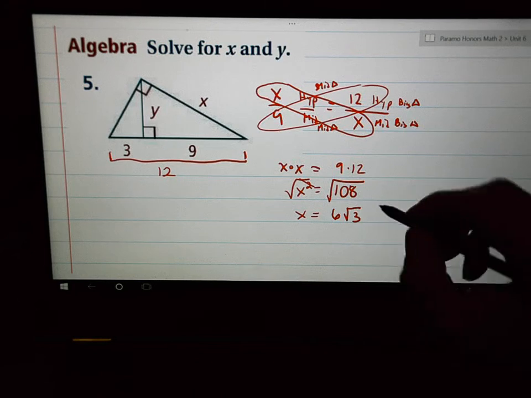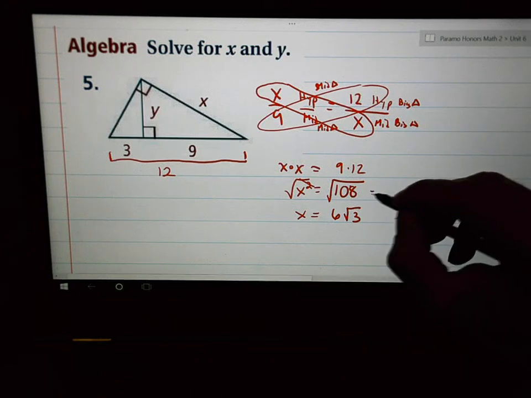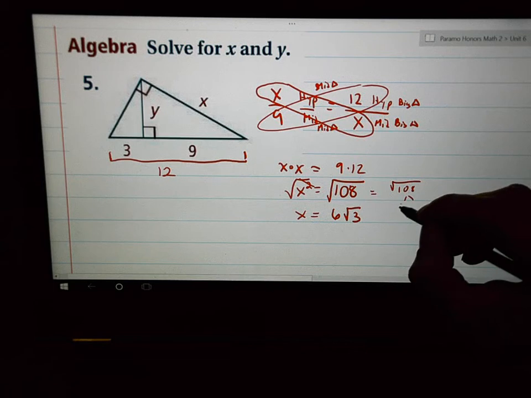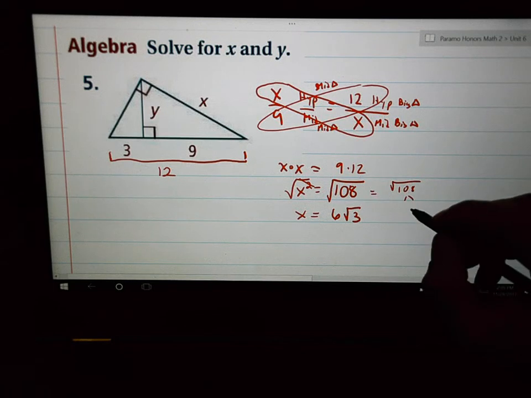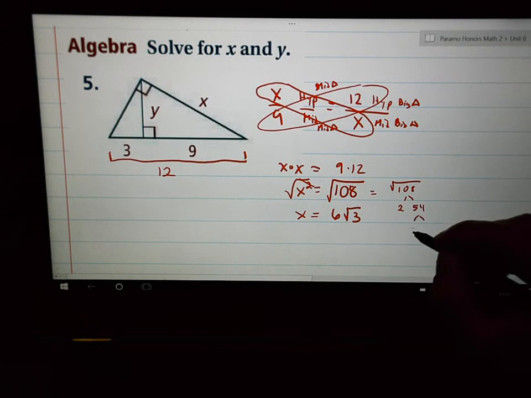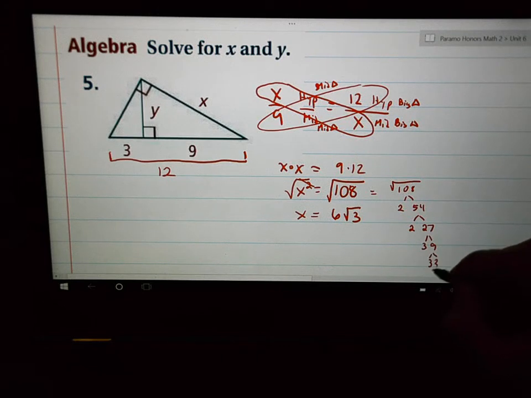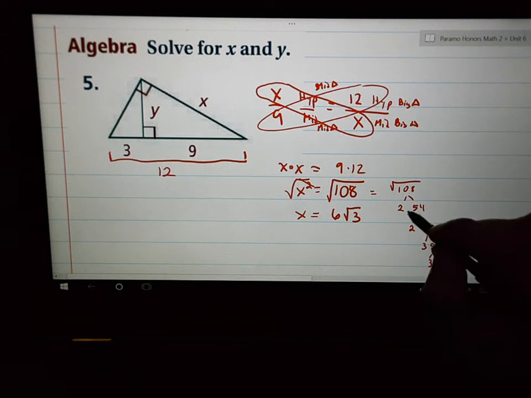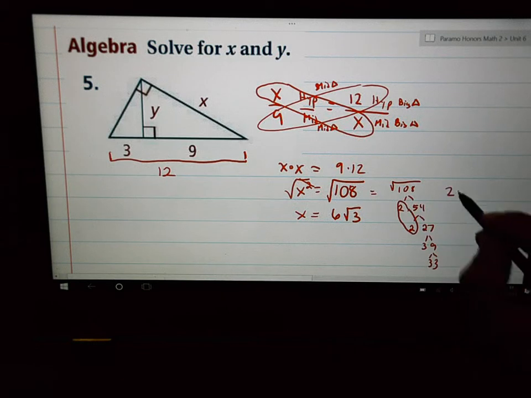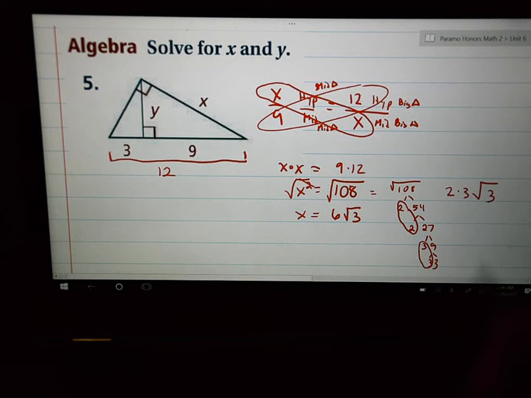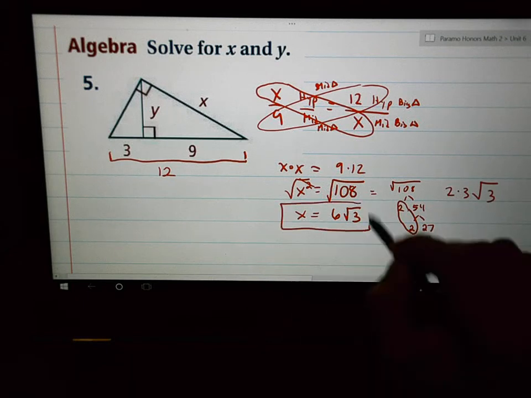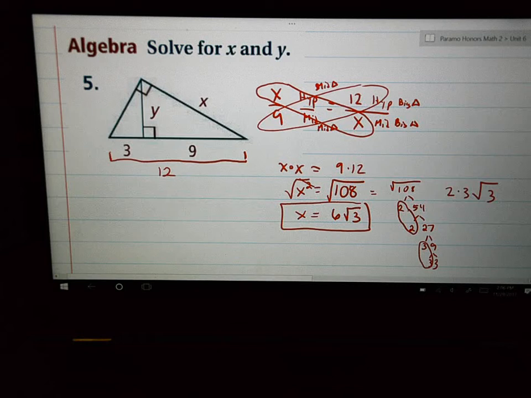If you forgot how to do that, x equals the square root of 108. Let's factor out a 2 and 54. I see a 2 and 27, a 3 and 9, and a 3 and 3. Remember pairs? One pair factors out. Another pair factors out. The 3 stays on the inside. What does that simplify to? Your x is equal to 6 root 3. See how it works?